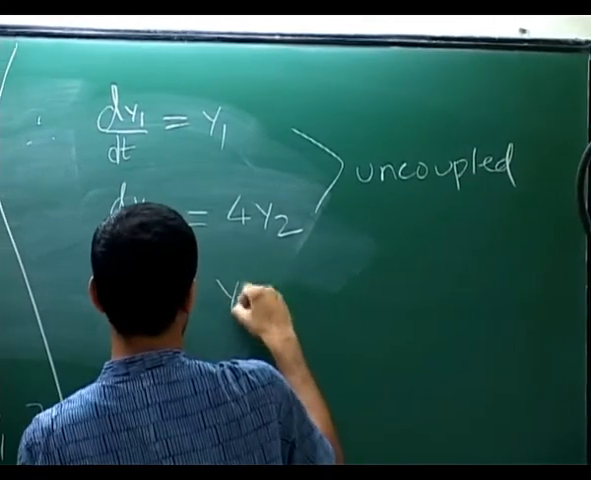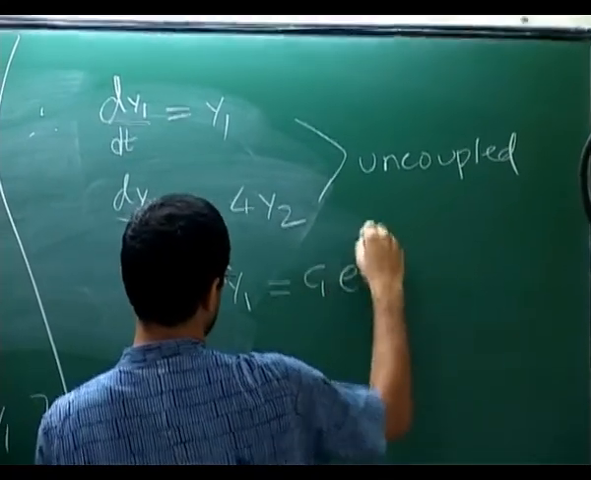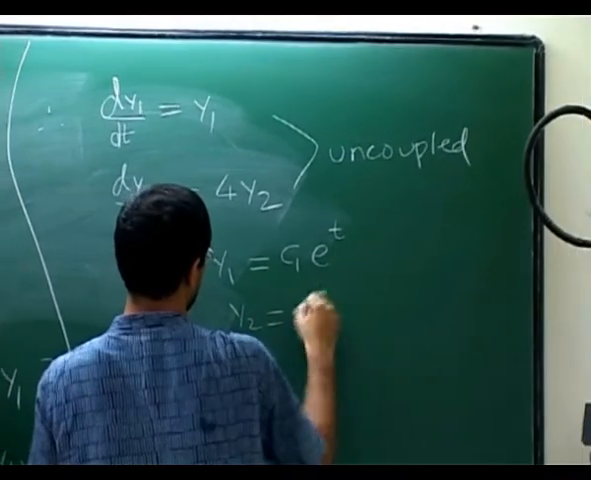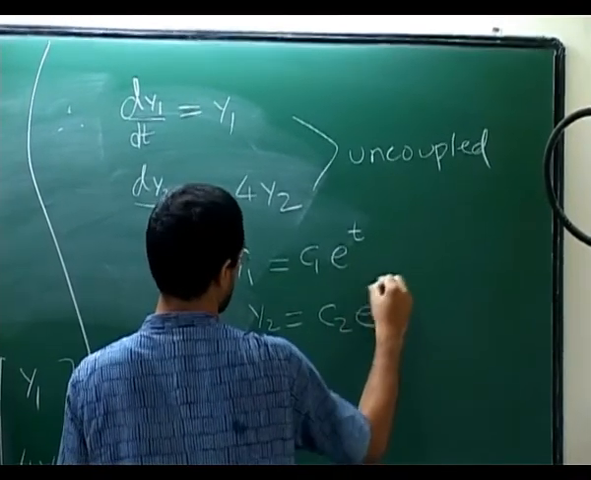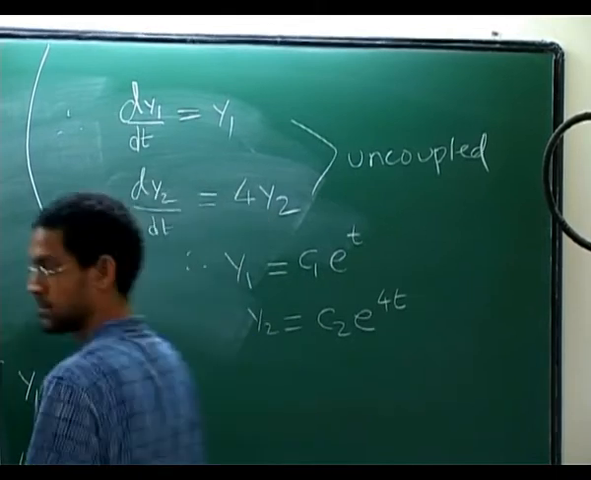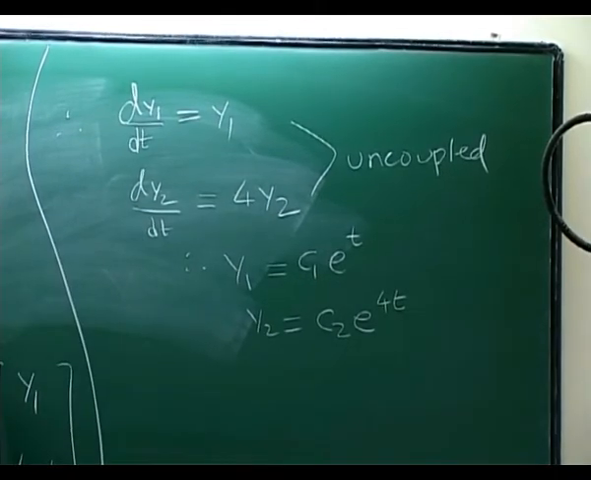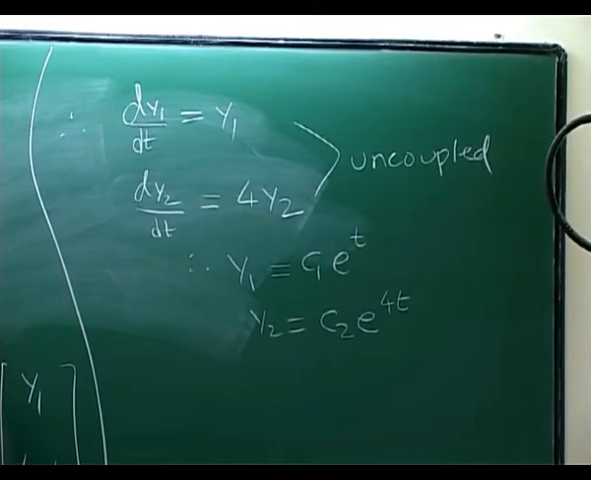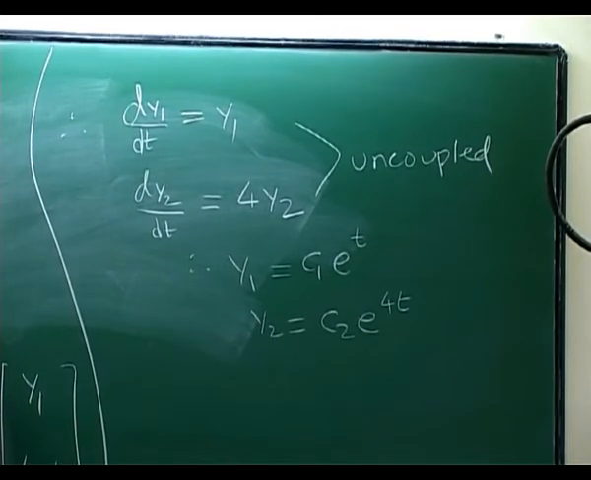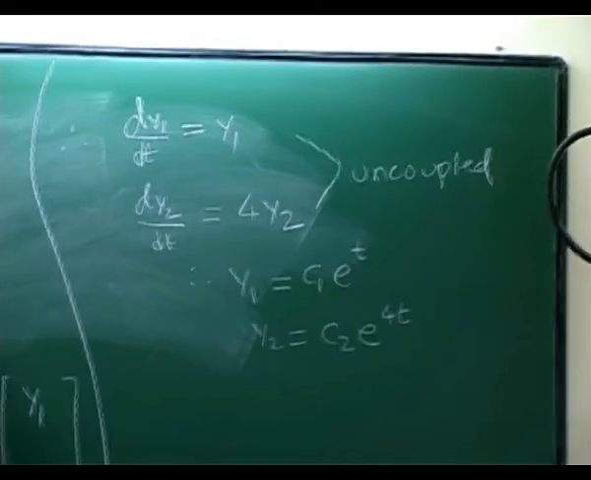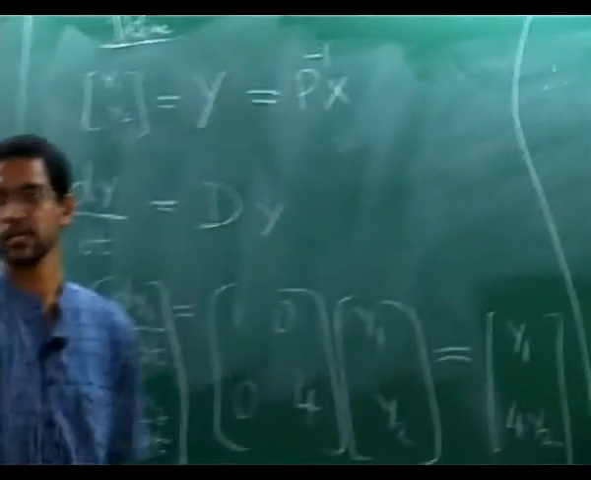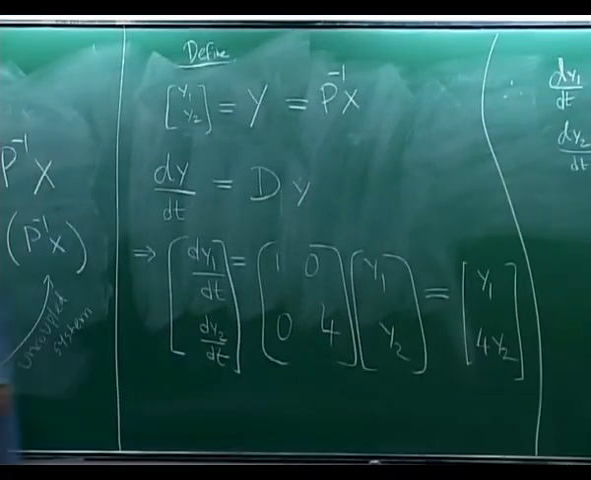Therefore we know how to solve for these. y1 is some constant times e to the t, y2 is some constant times e to the 4t. Okay, so let us just check that this y1 y2 is the same as the y1 y2 that I sort of gave you in the beginning. We know what y is, right? How is it defined? y is P inverse times x, that's the definition of y. We know P inverse, we know x, so let's calculate y.